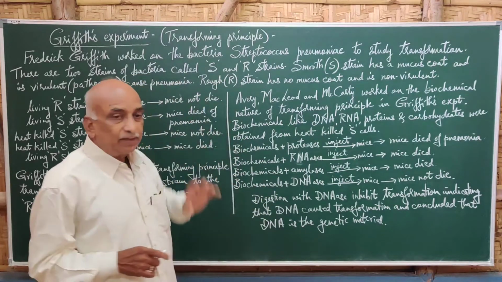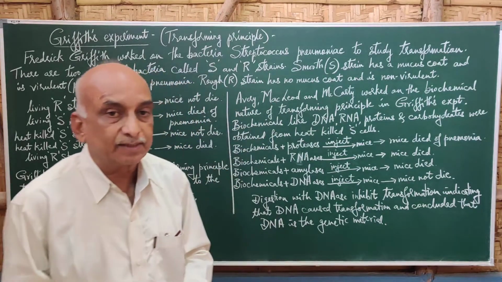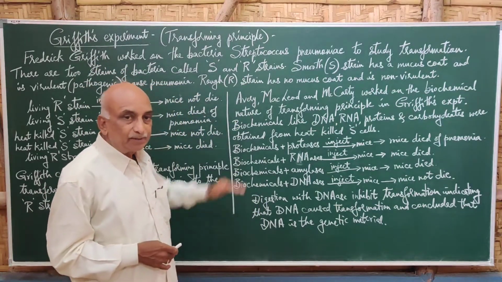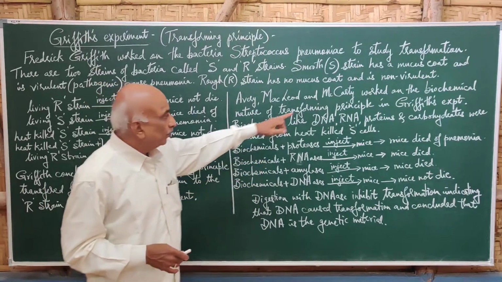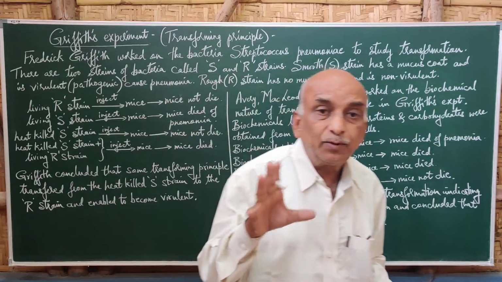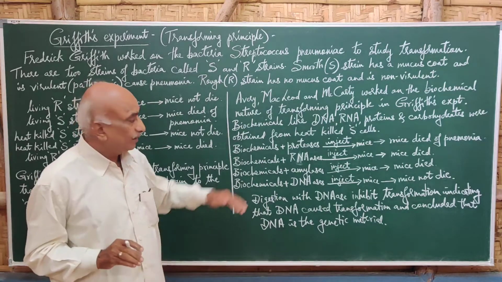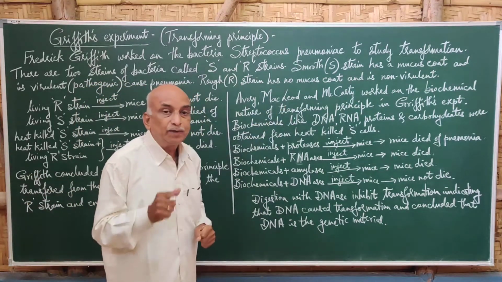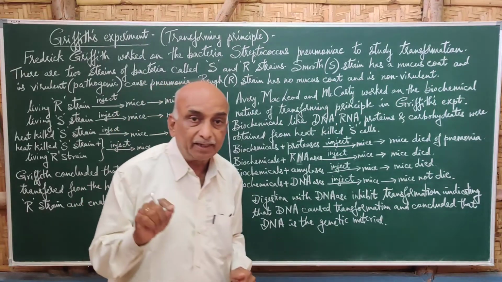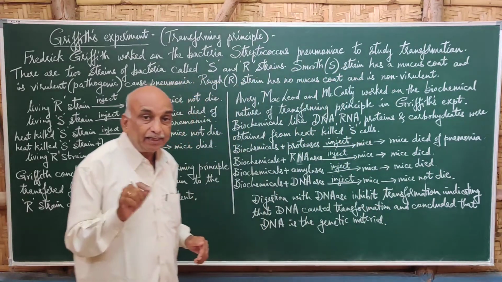Later, Avery, MacLeod and McCarthy, three other scientists, continued Griffith's experiment. They started searching for the transforming principle that Griffith concluded. What is that transforming principle, or that substance, which made the R cells virulent when mixed with the heat killed S cells?